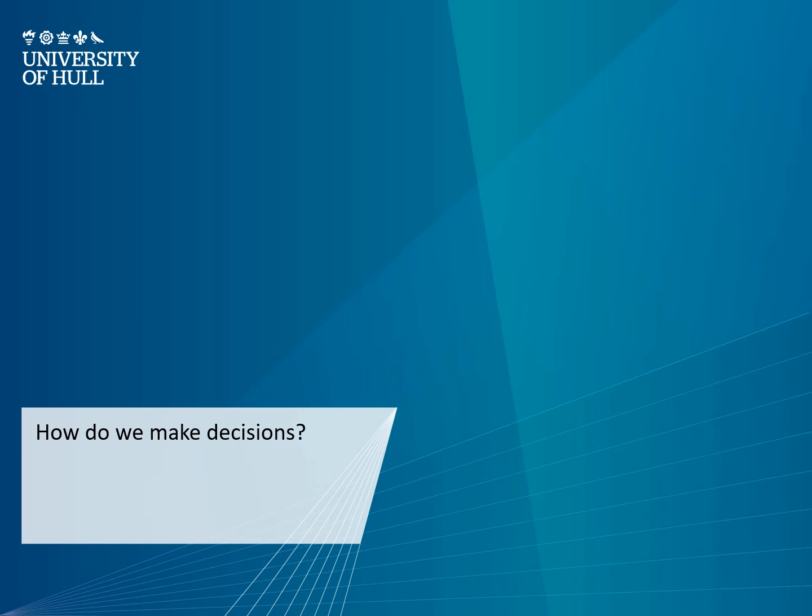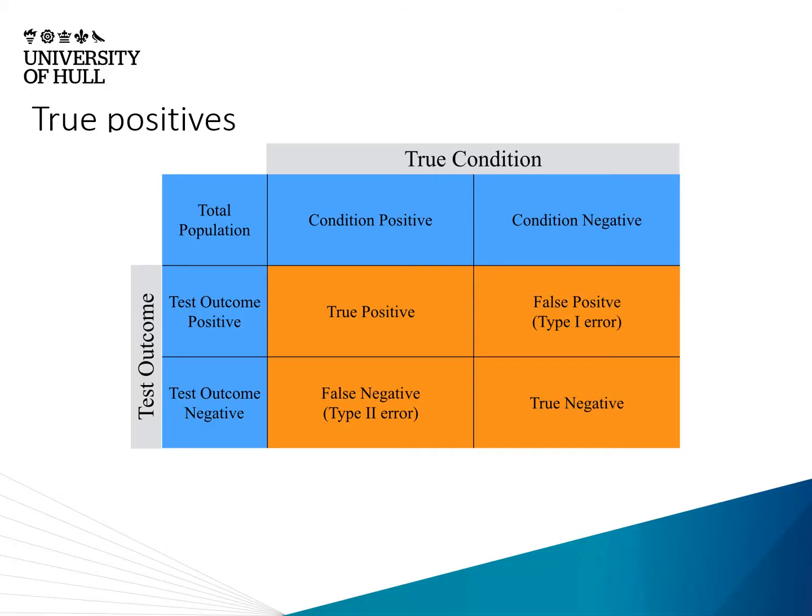So how do we make decisions? Well, there are a range of possible outcomes from a screening questionnaire. There are 4 possible outcomes. It's best represented with a 2x2 contingency table, like this. Along the top we have the true condition, in other words, the outcome of a definitive diagnosis, and on the left we have the test outcome, in other words, the score.